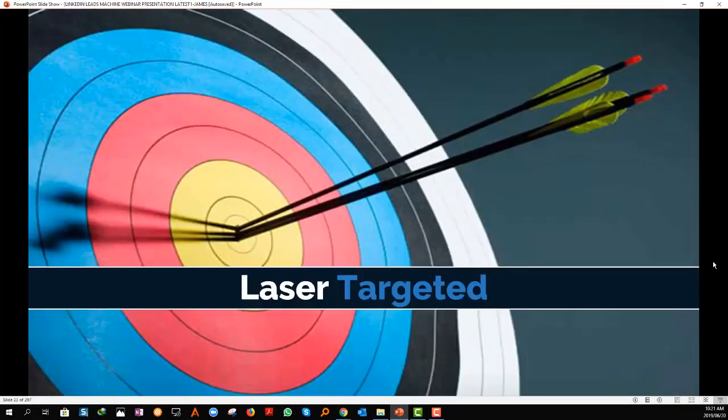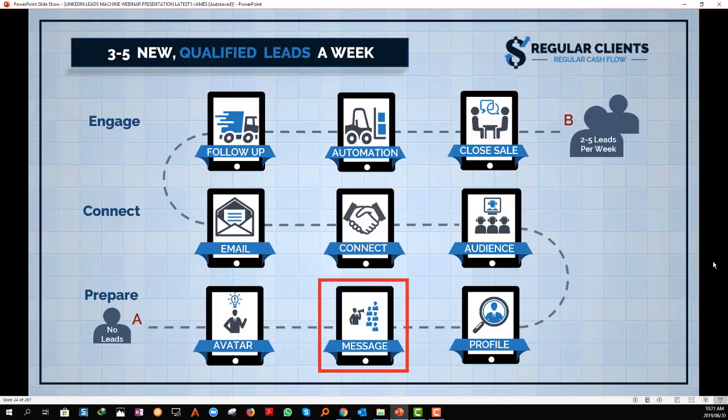You can target this. It can be laser targeted. You can go and get specifically the people that you want in the niche that you want. They will appreciate everything that you do, and they will pay you premium prices. Why? Because you are the person with a big red umbrella. And that's really what I'm going to show you how to do today. So this is very, very important and very, very valuable.